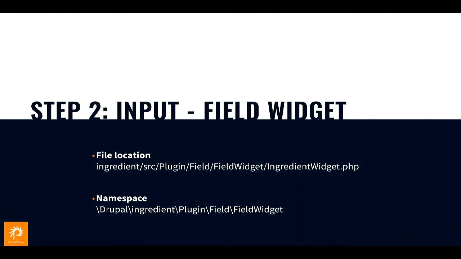So the second step after you create the field type is to create the field widget. So the next plugin is the field widget. This is how we're going to capture our data and how we're going to get input from the user. And again, the file location and the namespace have a set pattern that you're going to want to follow. The namespace here happens to differ to denote that this is a field widget.